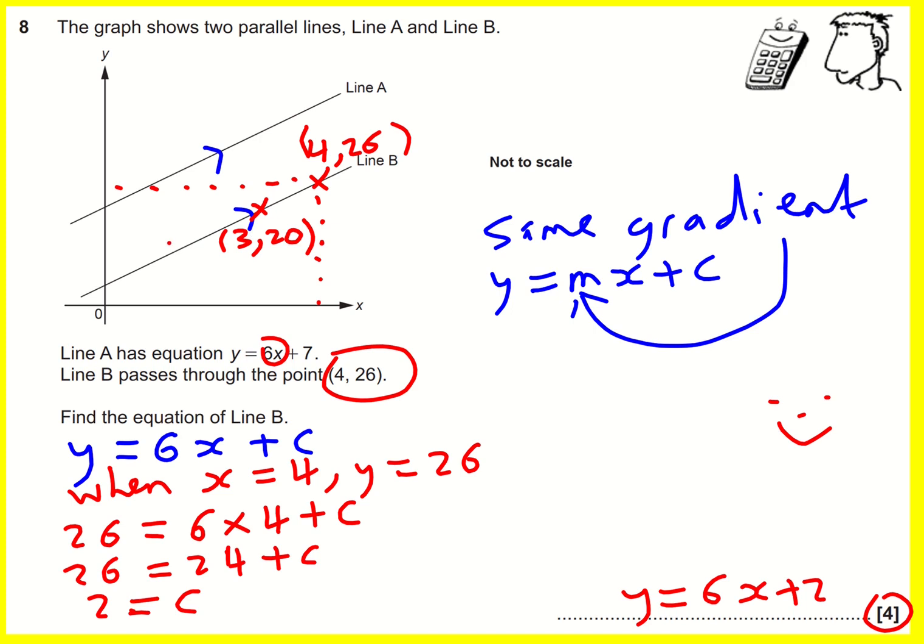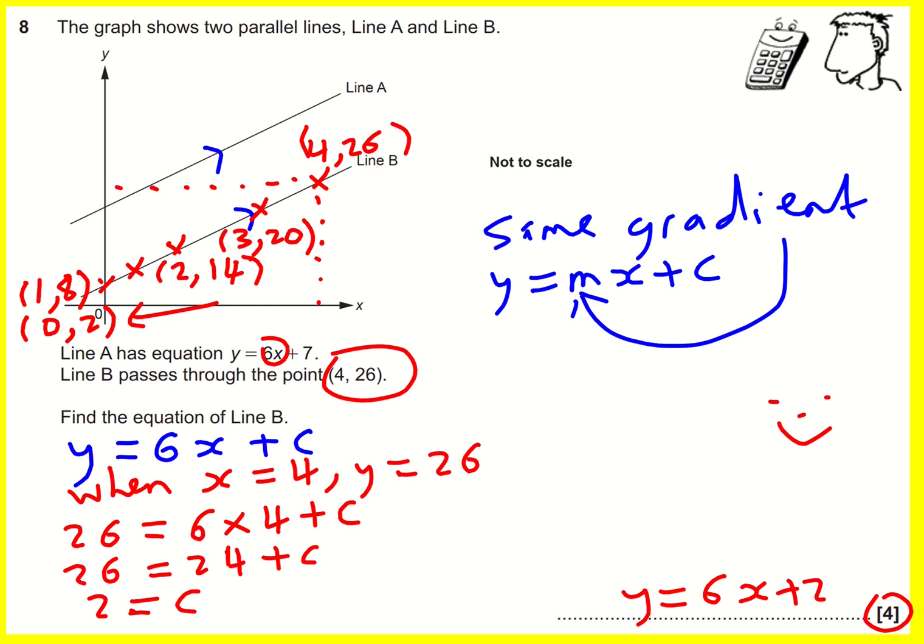And I can do the same again. I can then go down 6 and back 1. That's going to leave me with (2, 14). This is not to scale, but if I do it again, I'm going to be left with (1, 8), because I'm again gone back 1, down 6, and then finally (0, 2), and that would be another way of finding the intercepts. I quite like that. Like, it's a nice intuitive way.